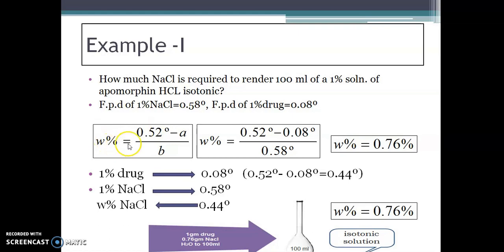So these values are put into the formula. W percentage equals 0.52 degrees Celsius minus A upon B. Now the equation becomes W percentage equals 0.52 degrees Celsius minus the depression in freezing point of the unadjusted substance, that is the 1% drug solution, 0.08 degrees Celsius, divided by the depression in freezing point of the 1% NaCl solution. So W percentage is calculated as 0.76%.